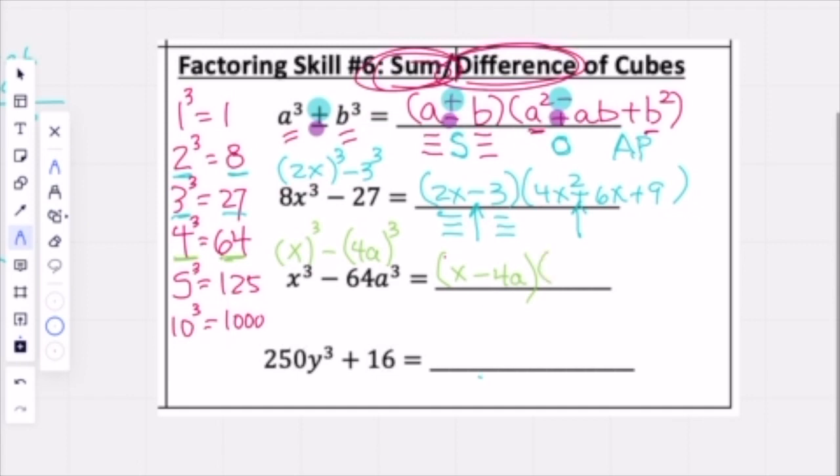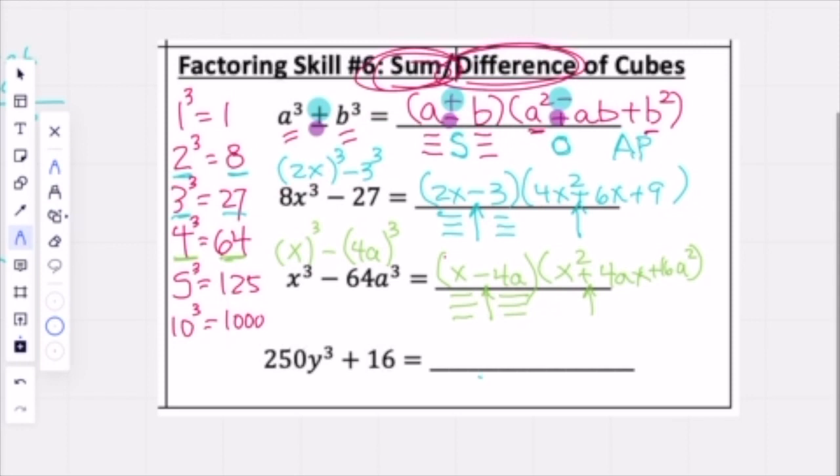Now let's use it to create and build our trinomial. Take that x, multiply it by itself, x squared. Take that x and multiply it by the 4a, so 4ax. And take that 4a and multiply it by itself, 16a squared. Put the appropriate signs in. Since this is a minus, this will be a plus. And the back end is always going to be a plus.